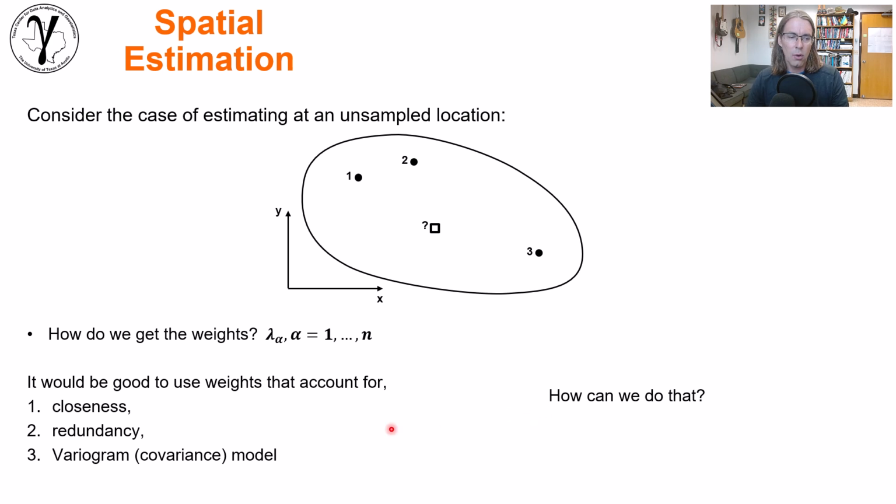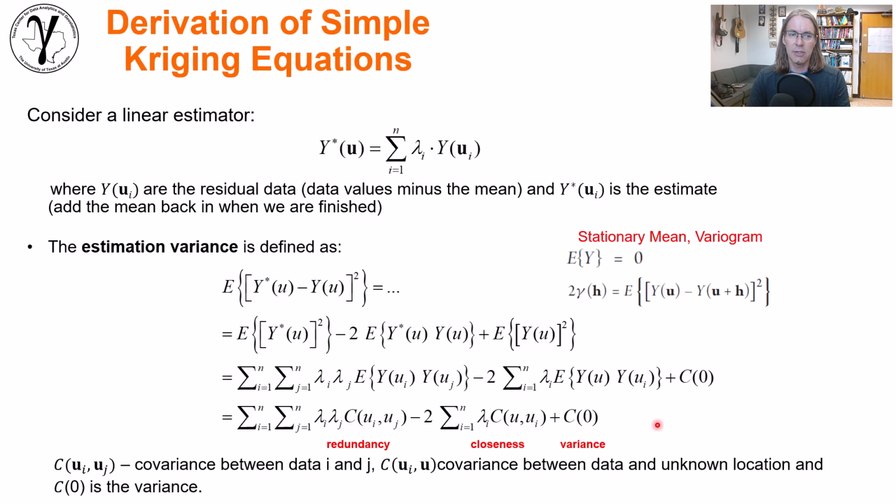So how are we going to incorporate all of these aspects of closeness, redundancy, and the variogram and make spatial estimates? Well, we can take our linear estimator and pose it as an estimation variance. What are we saying? We're saying if y star is our estimate and we're using the sum of these weights multiplied by the values.